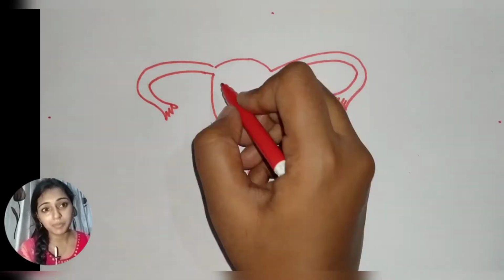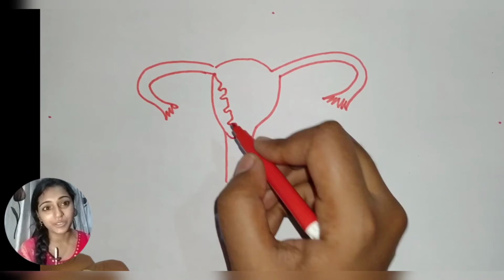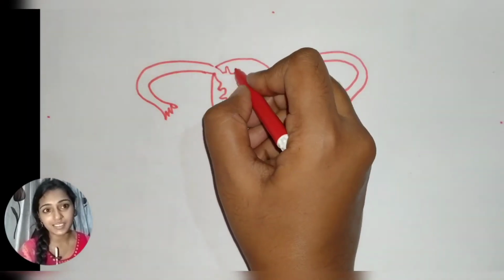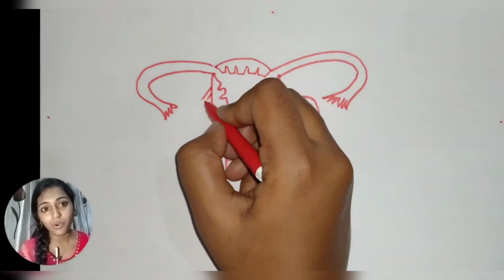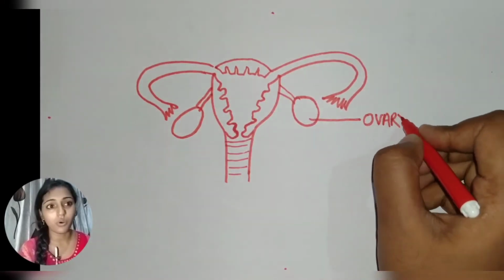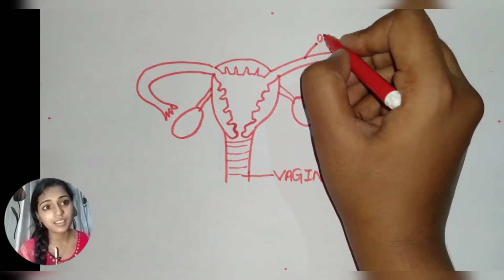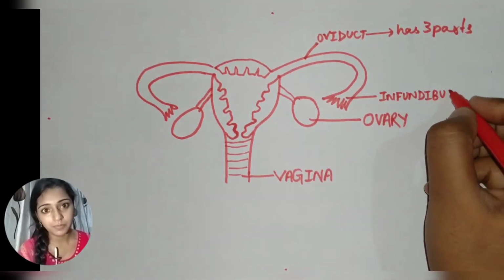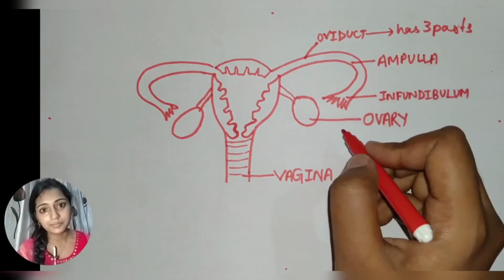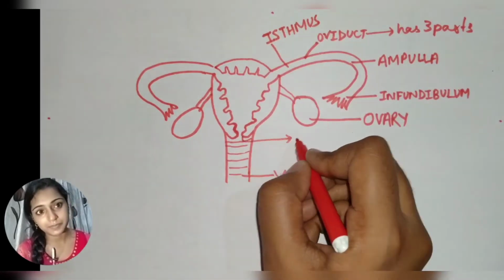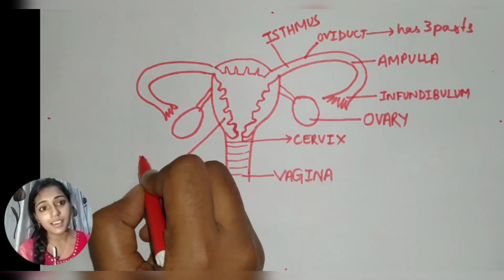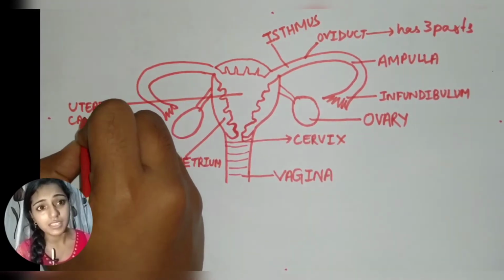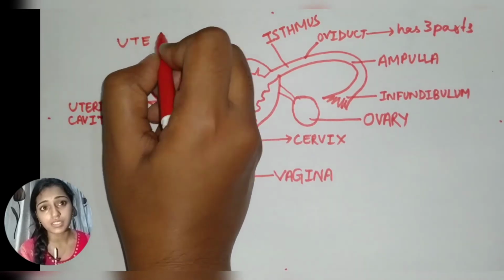Just a funnel shape. Yeah, right. These are the endometrium layer and the cervix. This is the vagina. And now the ovaries are also made. Let's label ovary, vagina, oviduct. It has three parts, that is infundibulum, ampulla and isthmus. This is the cervix area and this is the endometrium. This is the uterine cavity and the whole center portion is the uterus.